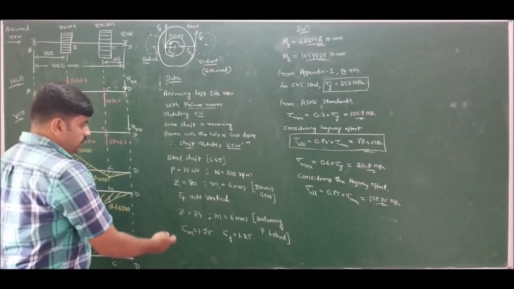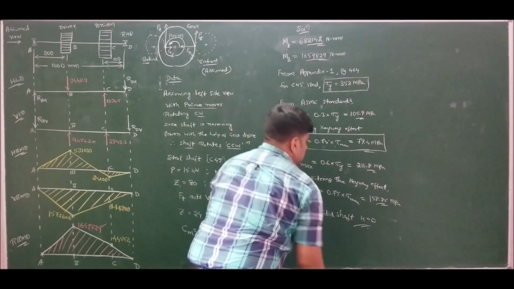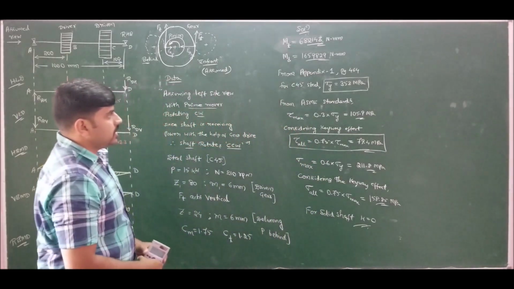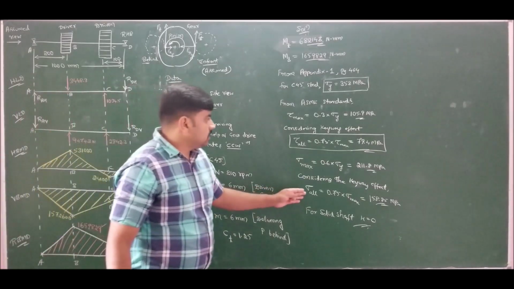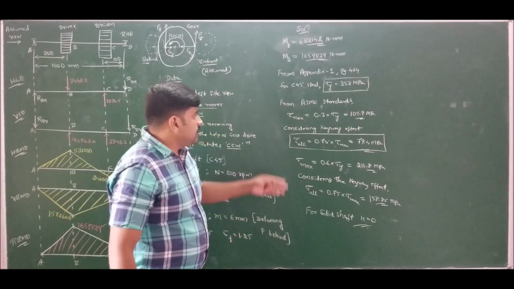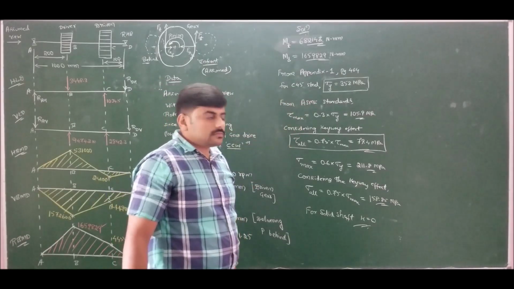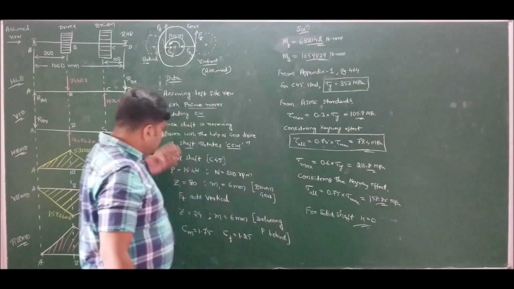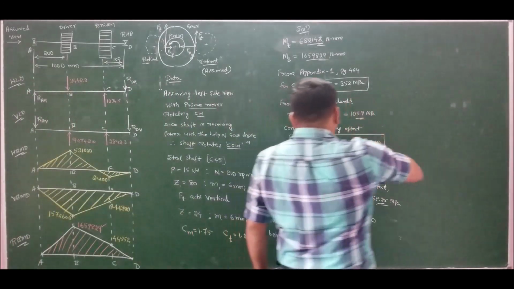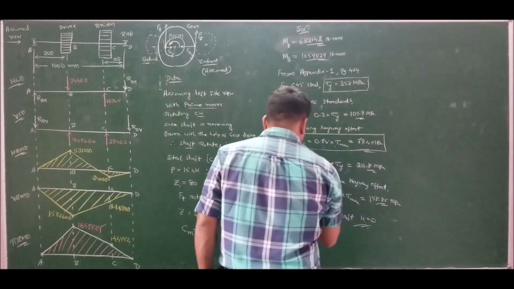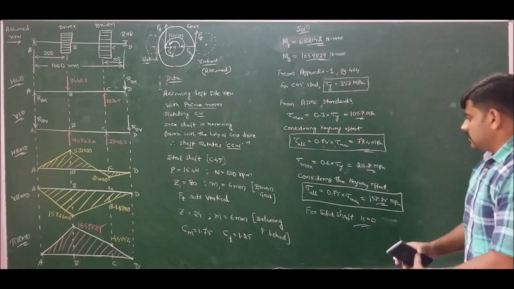Now we know the value of Cm and Ct. For a solid shaft, K is equal to 0, that is di by do. And one more important note: if the factor of safety is given, directly sigma allowable is equal to sigma yield by factor of safety, and tau allowable is equal to tau yield by 2 times factor of safety. That also could have been done, but he has not specified the factor of safety. Now we know both sigma allowable and tau allowable, therefore I can find the value of diameter.